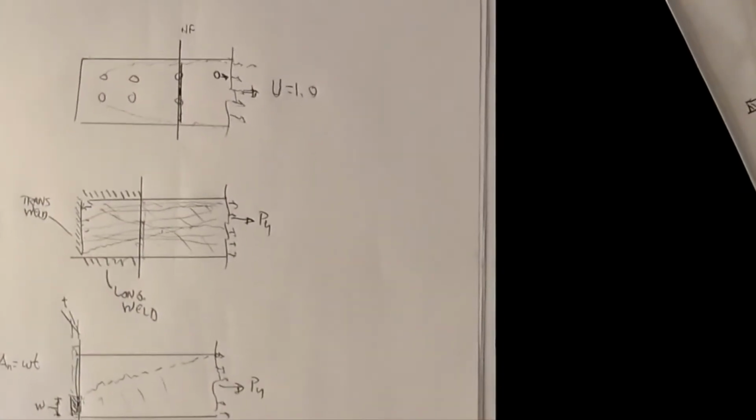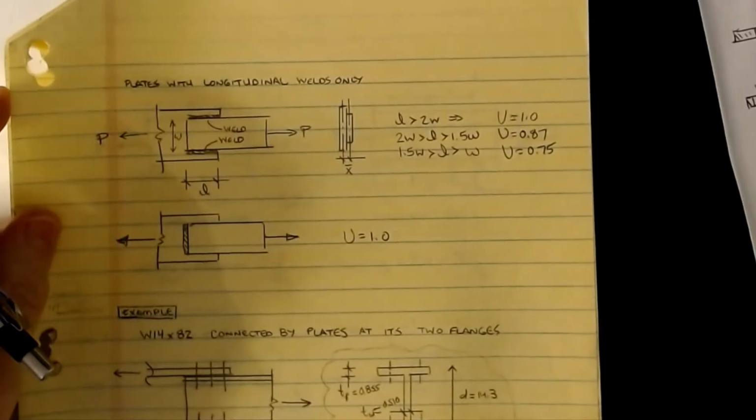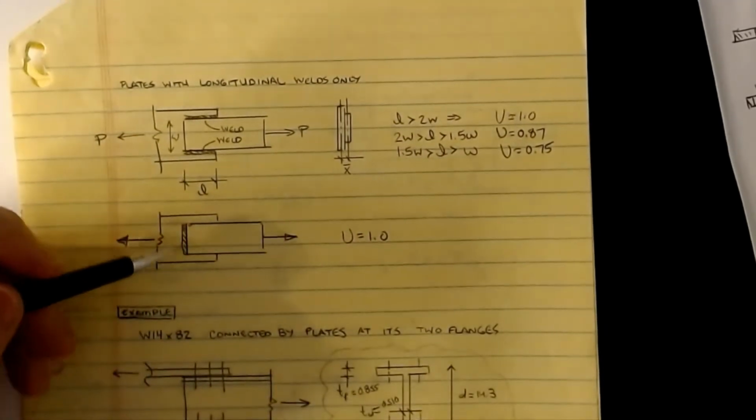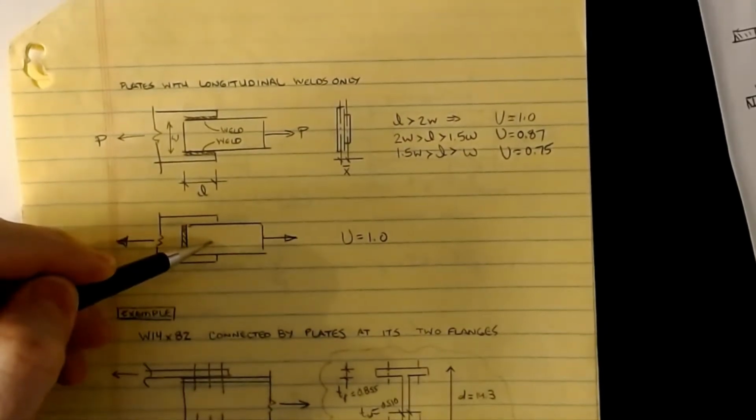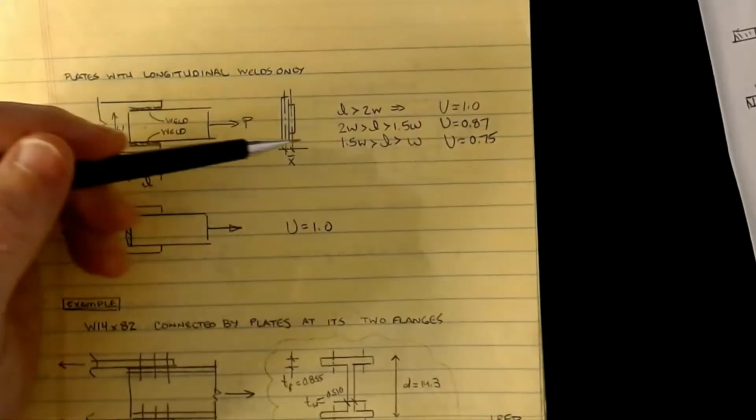All right, so let's go through, just to wrap up again real quick, the cases that we talked about. Okay, and that's kind of what we were seeing here, that for a transverse weld case, this would be a U of 1.0. For a longitudinal weld case, these were the criteria that we had to deal with. And again, we've kind of explained all of this.